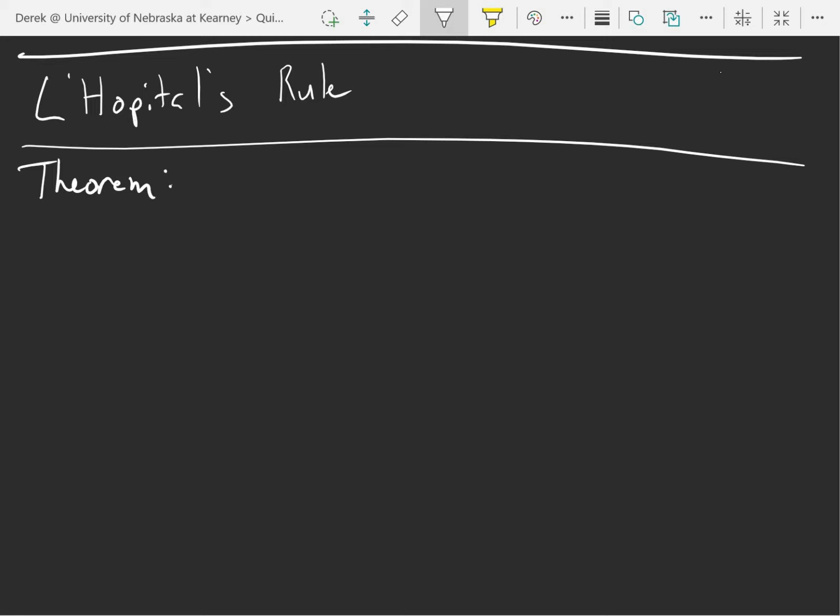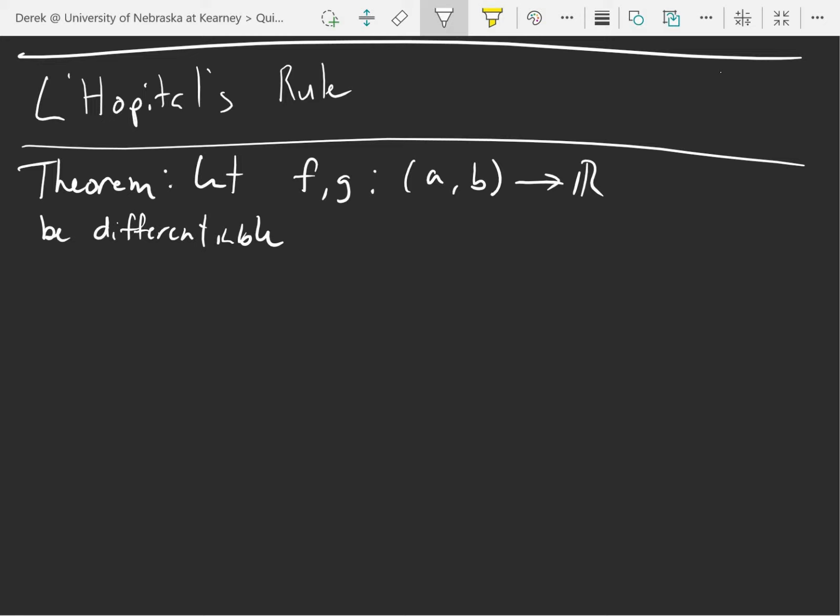So the theorem is: let f and g map the open interval from a to b into R be differentiable functions, and we want them differentiable on the entire interval from a to b. If I have an f and a g which aren't differentiable on an entire interval, but I'm trying to take a limit at a, I can just shrink that interval down small enough so that it's differentiable in that little interval. So we can choose a and b freely. f can be restricted to a smaller domain if we need to.